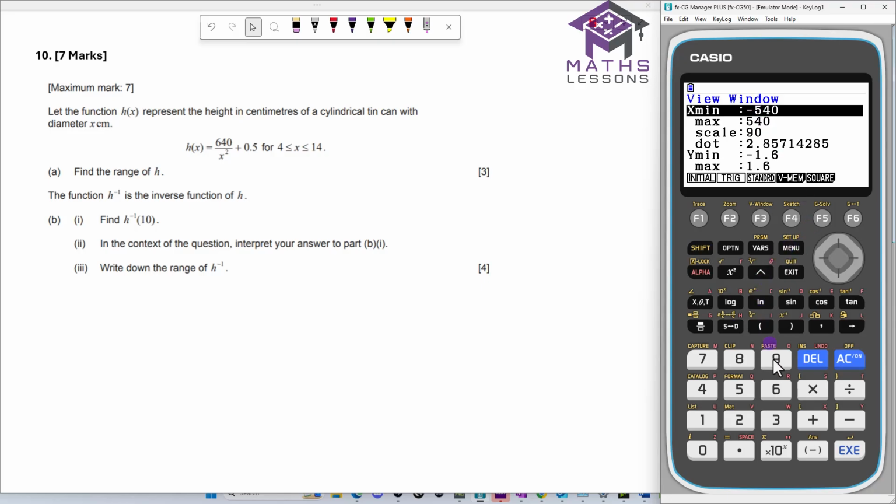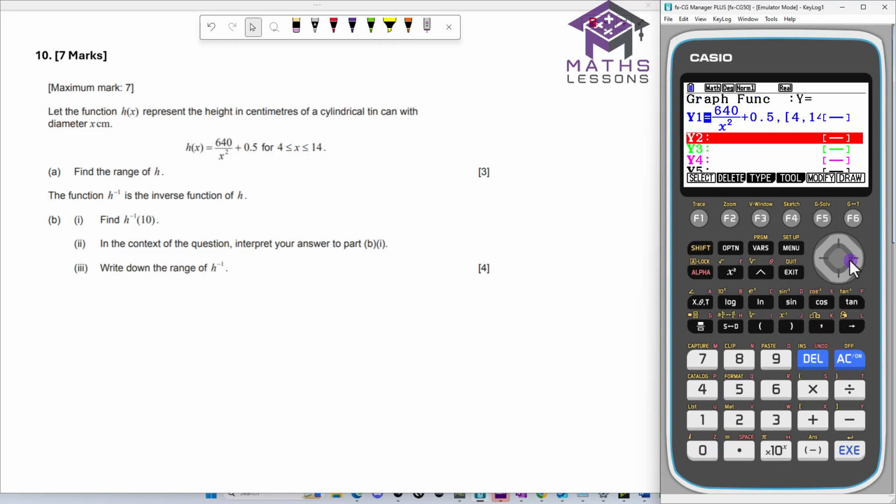We can change our x min to 3, just one less, and then let's make this one 15, one more, and we'll probably make our scale 2. And then the y min: if you put 4 and 14 in, we'll get 3.77 and 40.5 out. So let's put a y min of 0 and a y max of 45, and then let's make a scale of 5 for that one. Okay, press execute and draw that.